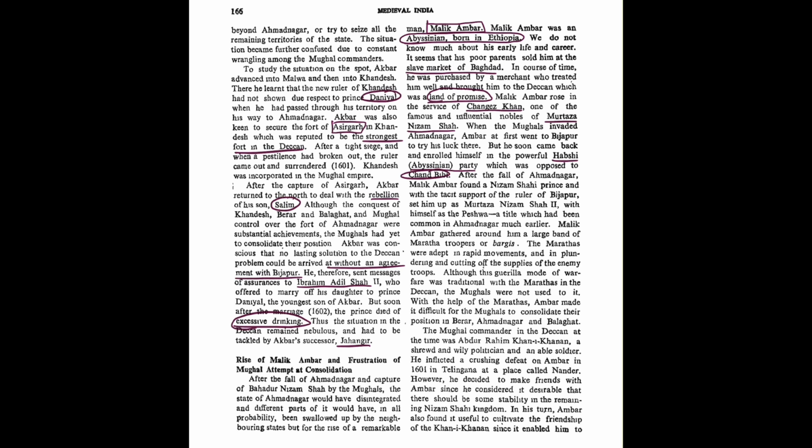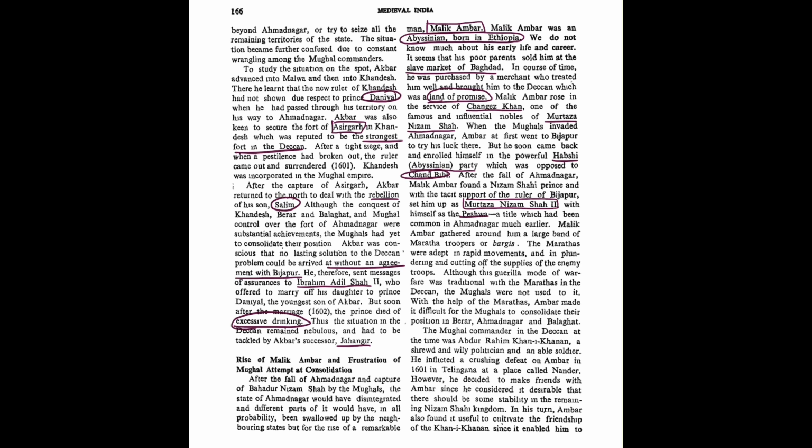After the fall of Ahmednagar, Malik Ambar found a Nizam Shahi prince and, with the tacit support of the ruler of Bijapur, set him up as Murtaza Nizam Shah II, with himself as the Peshwa, a title which had been common in Ahmednagar much earlier. Malik Ambar gathered around him a large band of Maratha troopers or Bargis.